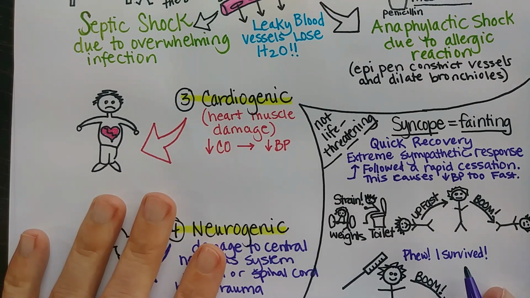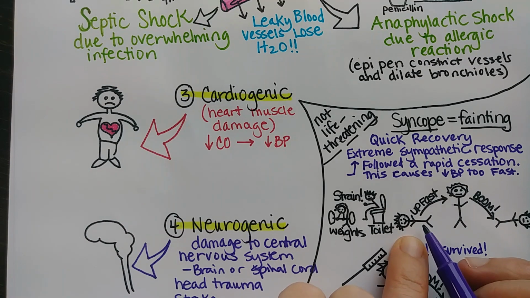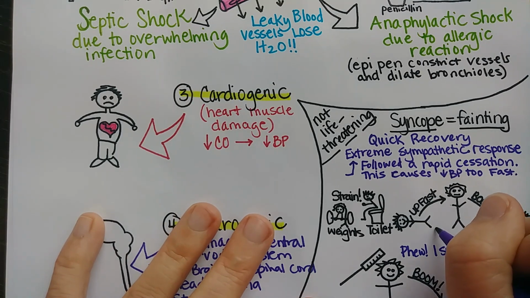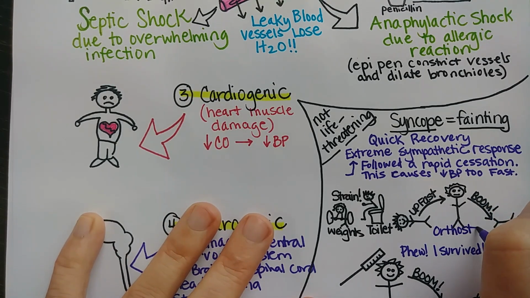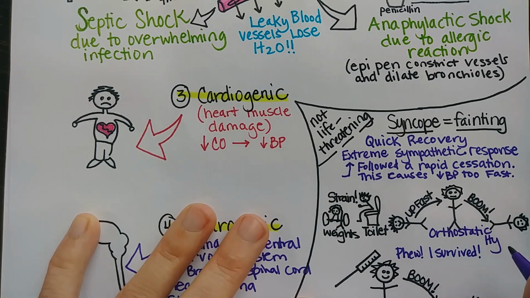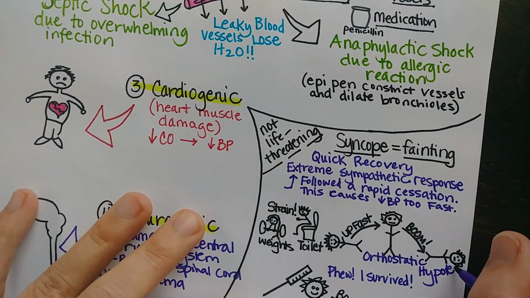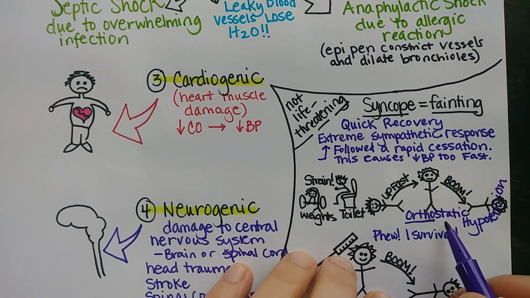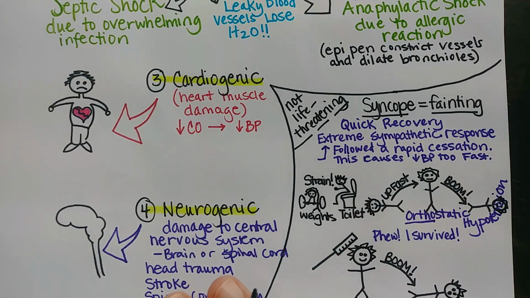Okay, then maybe another situation is when someone is laying down, they get up too fast, and then they pass out. We might call this orthostatic hypotension. Oops, sorry. Running out of room again. And this ortho means right. And so when they stand upright, then they get low blood pressure. Some people have a genetic predisposition, but all of us as we get older don't have quite as quick of sympathetic tone to get our blood pressure up when we stand up. So we see this more often in older people.